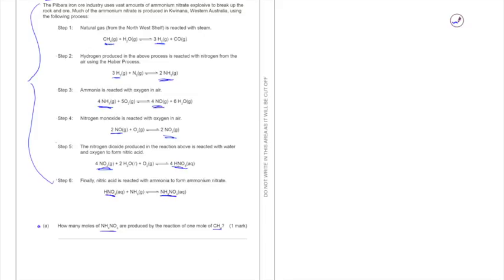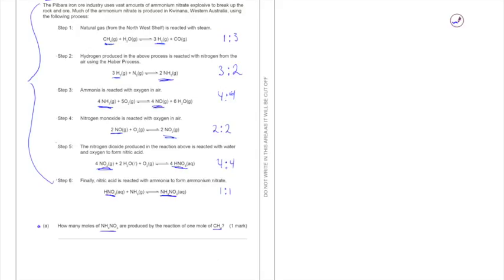So initially, from CH4 to H2, we have a 1:3 ratio. And then in step 2, we have 3H2 going to 2NH3. And again, I'm only concerned with the molar ratios for those key reactants and products that I've underlined, which continue throughout the rest of the process. For step 3, I have 4:4. Step 4, 2:2. Step 5, another 4:4. And finally, step 6, a 1:1.